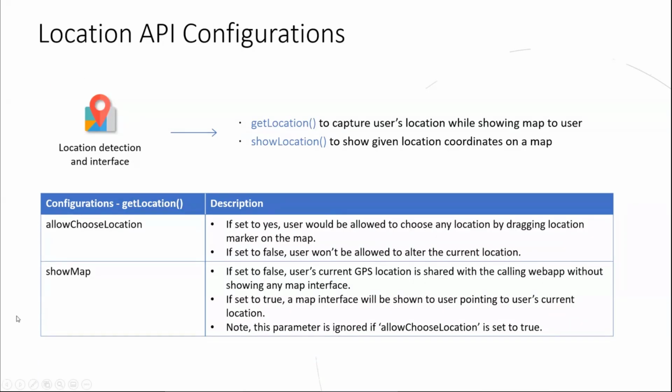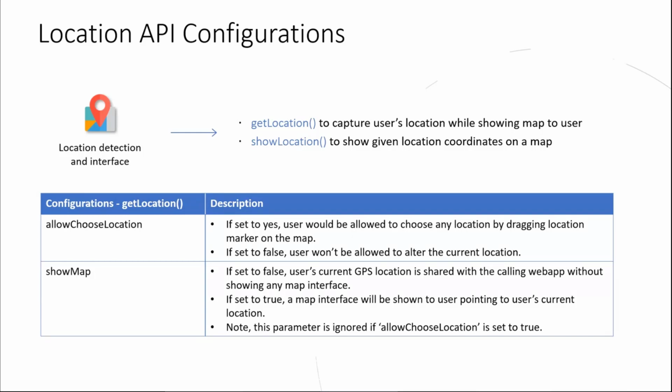Coming to the location APIs, there are just two pretty straightforward APIs here. One is get location, one is show location. Get location would be used to capture the user's location. We have configurations which let developers decide whether they want to show a map or not. And if they want to show a map, whether the user is allowed to move around the map and pick any location on the map, or is restricted to submitting only their current location. All of these can be configured by using the allow choose location and show map variables, which are the configurations that we currently support.